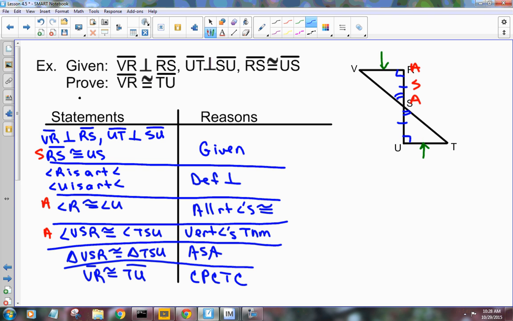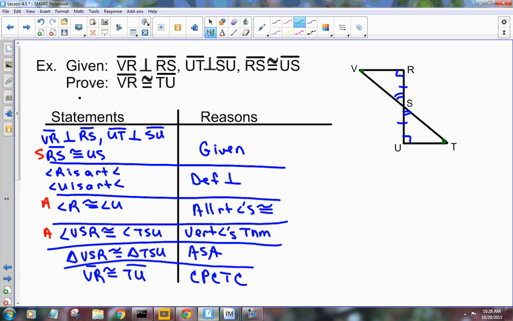All right. Now I want to show you something real quick. I'm going to change this problem up. We're not going to work it all the way out, but I want to show you something. Let's say the problem was changed just a little bit. Okay, and let's say instead of proving those two sides congruent, I wanted to prove these two angles congruent. Okay, I could do everything exactly the same, and my last step, I could use CPCTC to prove the V and the T, angle V and angle T congruent. But what else could I do?